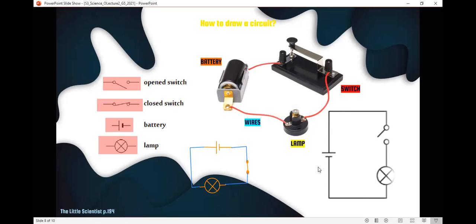So this is the diagram we get, with a battery, a lamp and a switch. What's the mistake that I did in my diagram? Look at this diagram. It's an open one, not a closed one. This must be closed. I did a mistake. This is wrong.